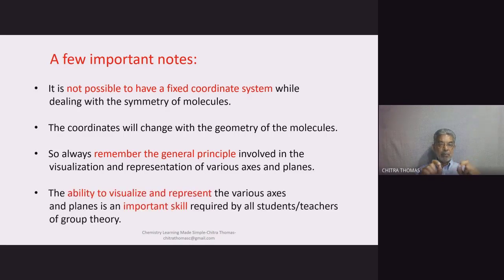The ability to visualize and represent the various axes and planes is an important skill which is required by all students and teachers of group theory. Unless the teacher or student is able to visualize and represent the various axes and planes in the molecule, they won't be able to understand and appreciate group theory.